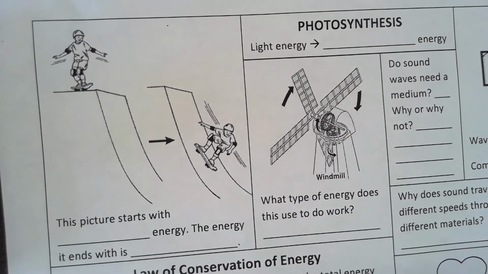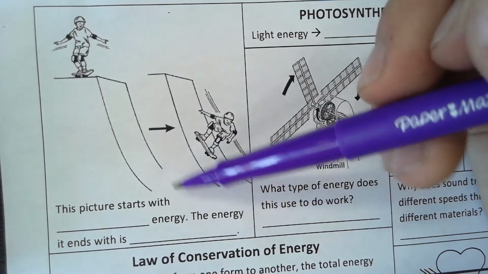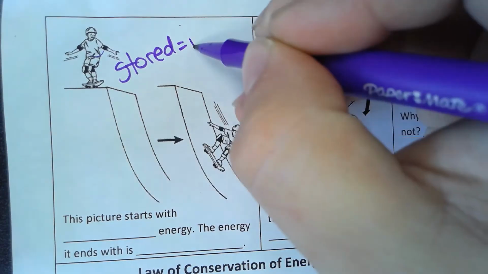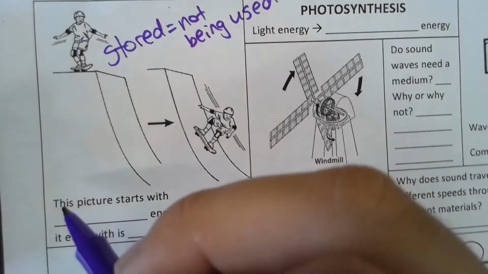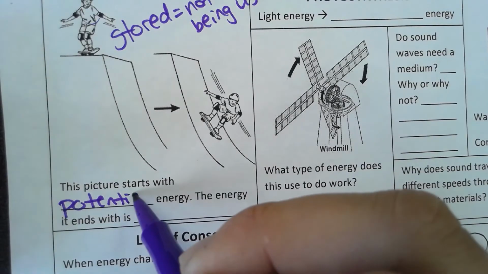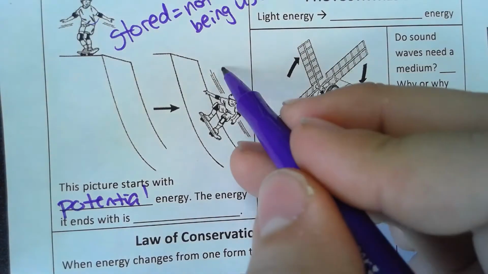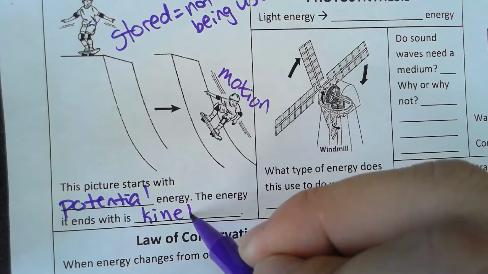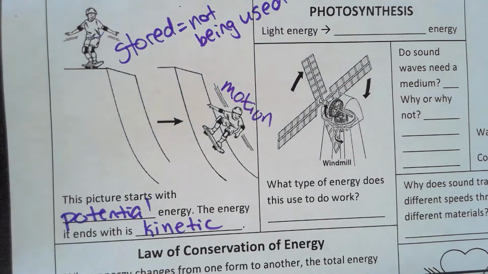Alright, energy. You have a skateboarder up here and he goes down. So this picture starts with what kind of energy? This is called stored energy, or energy that's not being used. The fancy word you need to know for this is potential energy. So it starts with potential energy, and he goes down the hill, he's in motion, he's moving. Energy of motion, or when things are moving, we call that kinetic energy. So you start with potential and you transform into kinetic.